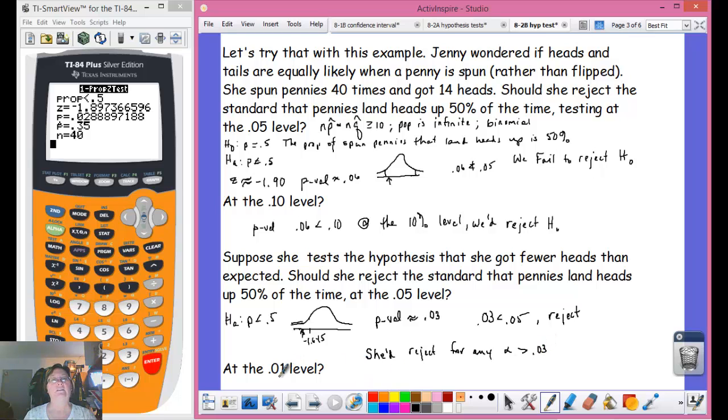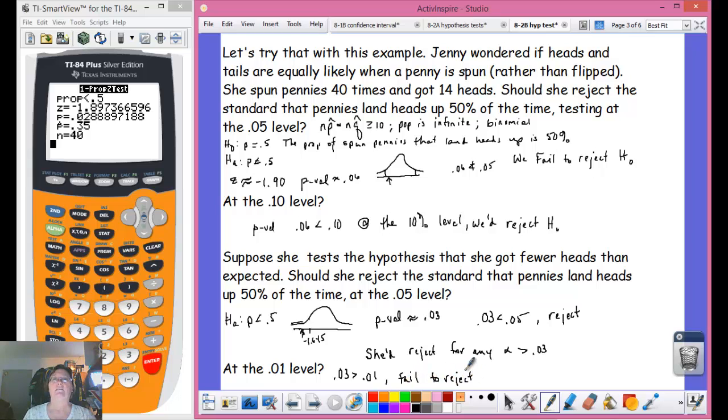At the 1% level, so if we changed it to make a much more stringent test, she wouldn't get there. The critical Z for a one-tailed test at the 0.01 level is 2.33, and our statistic would not get there, but we could tell much more quickly by looking at the p-value. 0.03 is larger than 0.01. That means we fail to reject.